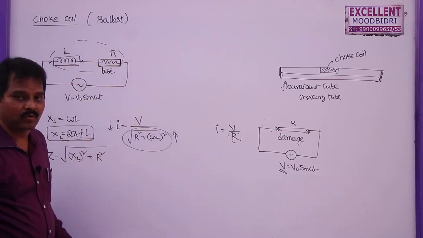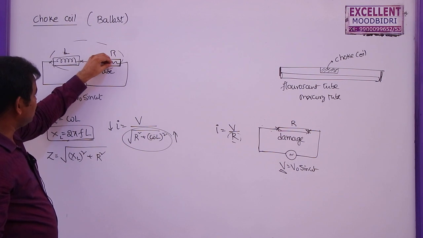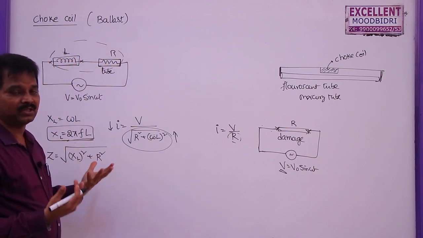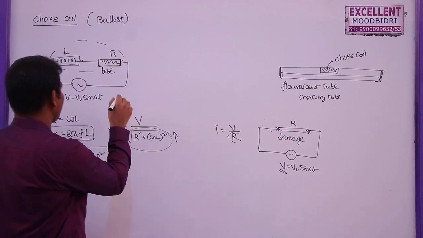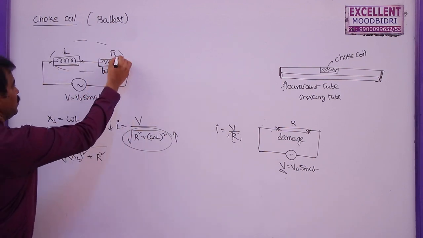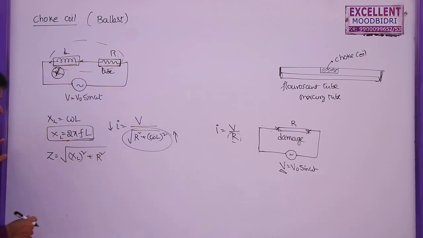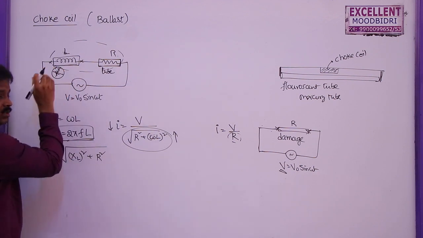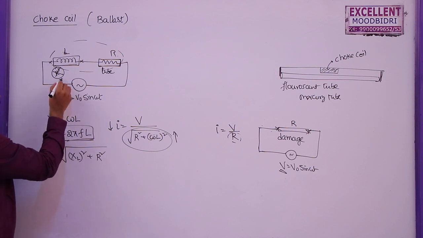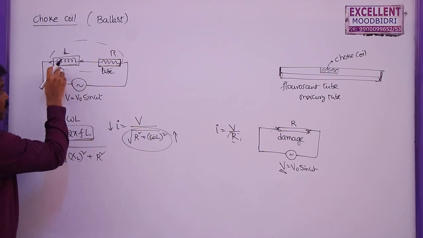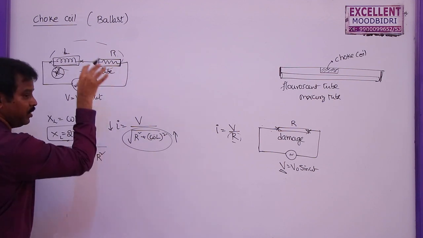And you may have a doubt: instead of using this choke coil here, why can't we use a resistor here? Why are we not using another resistor, R dash, here? If you use one more resistor here, then what happens? This resistor would consume some more power, and power to the bulb will be reduced.